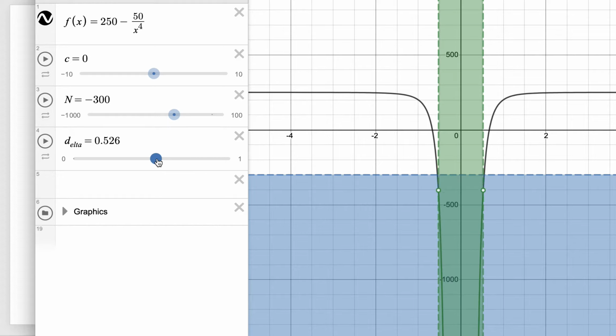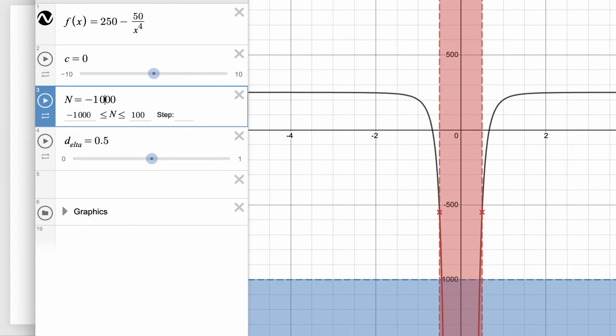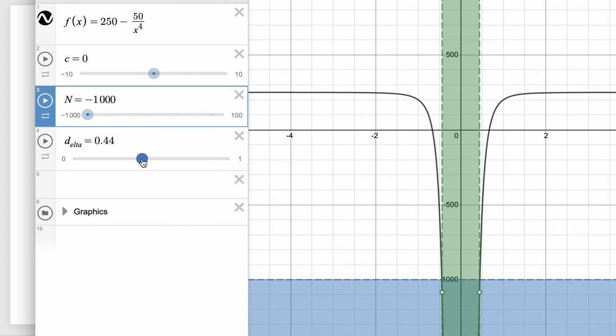That's hard to see. Let me make it 0.5. There we go. So this goes from negative 0.5 to positive 0.5. And it says anytime the x's are within that range, the y values are going to be less than negative 300. And I could just keep picking smaller and smaller numbers, more and more negative, and say, could I find a delta that works? Yep, I can. And if I can always do that, we say that the limit is approaching negative infinity.